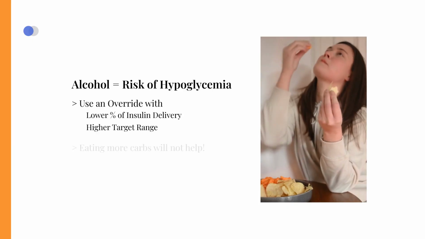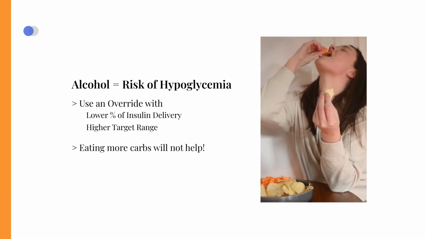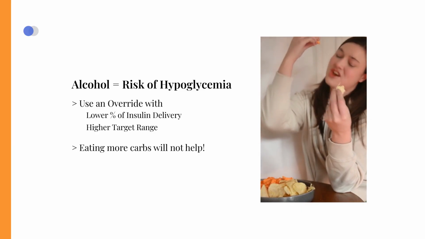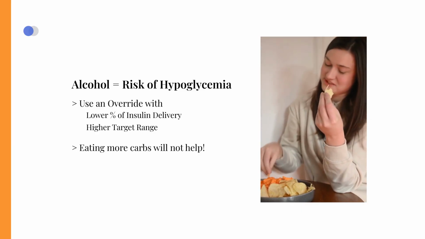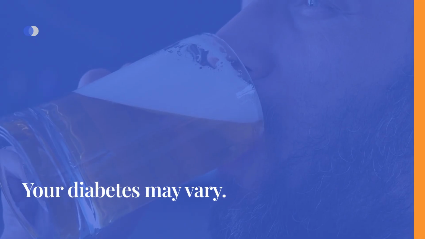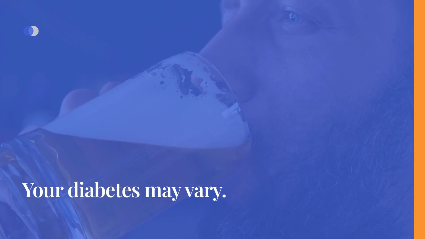It is important to note that increasing carbohydrate intake is not an effective strategy, as DIY Loop will compensate for any rise in glucose levels by increasing insulin administration. Always monitor your glucose levels closely when consuming alcohol, and be prepared to make further adjustments as needed.